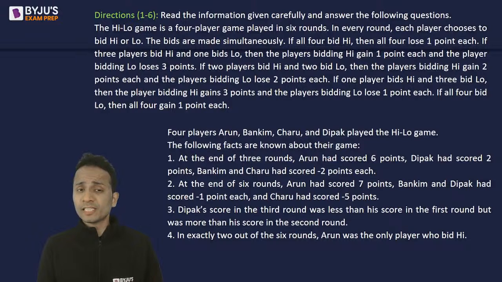Then at the end of 6 rounds, Arun's score is 7, Bankim and Deepak -1 and Charu -5. Third point, Deepak's score in the third round was less than his score in the first round, but was more than his score in the second round. All right. In exactly 2 out of 6 rounds, Arun was the only player who bid high. Now, this last information is also very, very useful. Okay, so these are the 4 points.